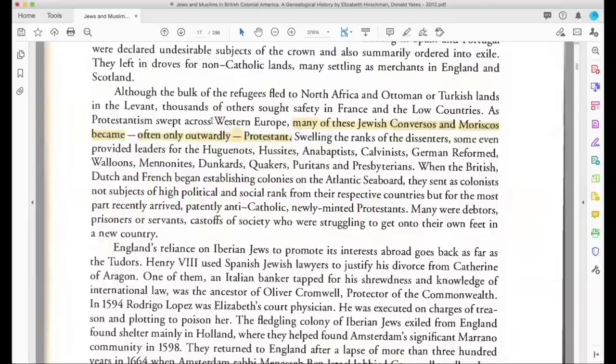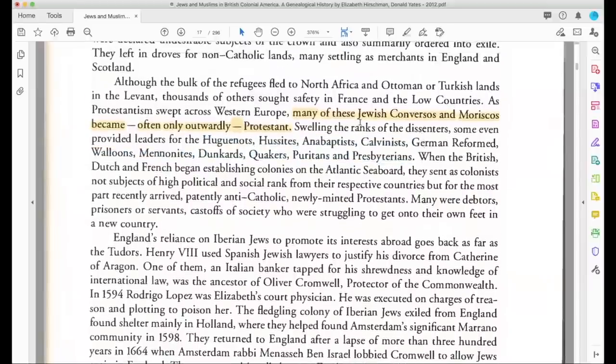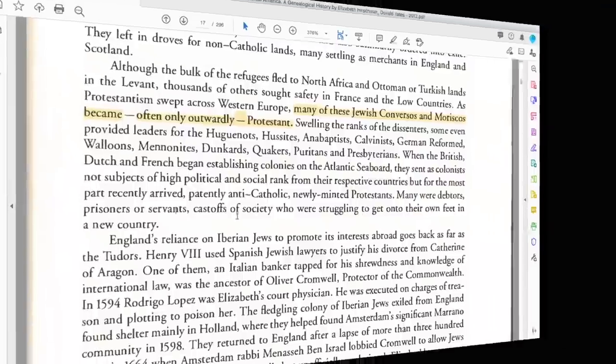Huguenots, new Christians, swelling the ranks of the dissenters. Some even provided leaders for the Huguenots, Hussites, Anabaptists, Calvinists, German Reformed, Walloons, Mennonites, Dunkards, Quakers, Puritans, and Presbyterians. All these people, possible strong connection to Jewish conversos and Moriscos, Moors. When the British, Dutch, and French began establishing colonies on the Atlantic seaboard, they sent as colonists not subjects of high political and social rank from their respective countries, but for the most part recently arrived, patently anti-Catholic, newly minted Protestants. Many were debtors, prisoners or indentured servants, cast-offs of society who were struggling to get onto their own feet in a new country, it says here.